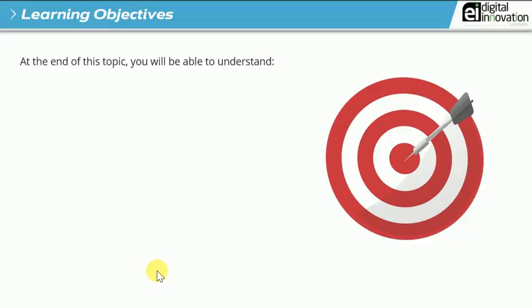At the end of this topic, you will be able to understand the procedure to open an account for an illiterate person in the bank.